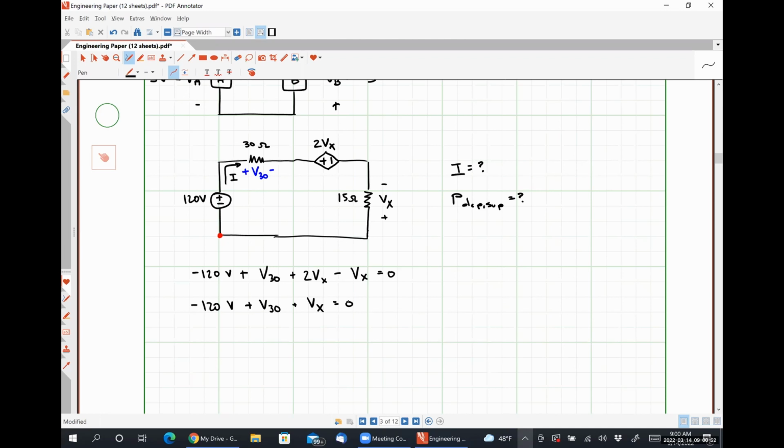Now, in this single loop circuit, there is a common current of I that's flowing through all of the elements, right? So our goal here is to then express those two unknown voltages, V30 and Vx, in terms of that common current I. And we can do that using Ohm's law. So, how do I express that voltage V30 in terms of that current I using Ohm's law?